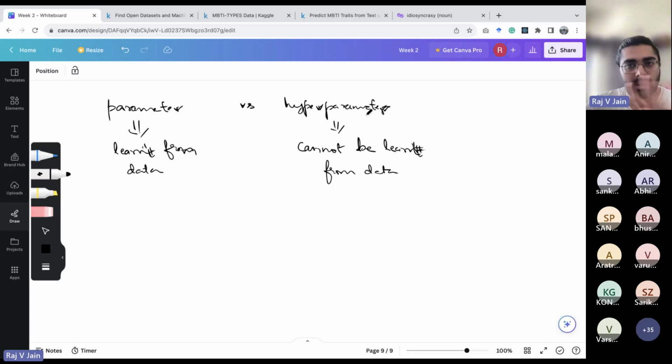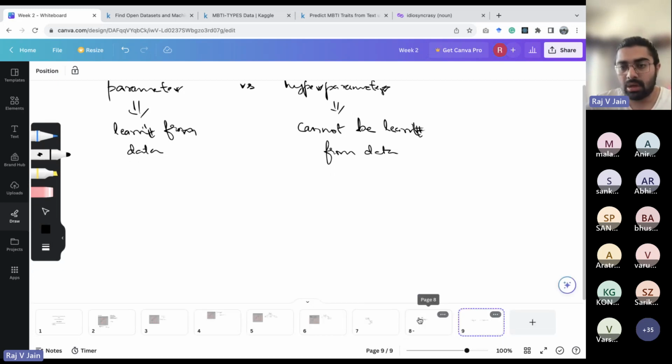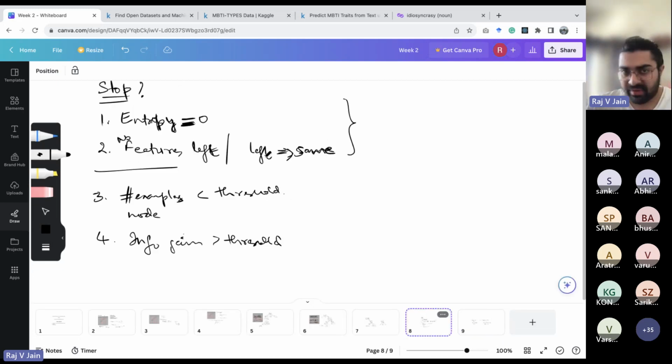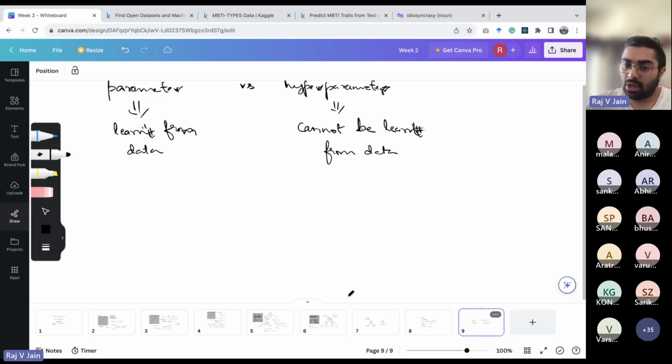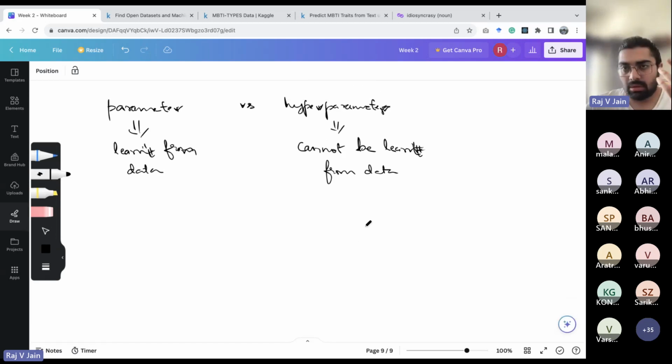So generally we don't learn these hyperparameters from the data. So then the question is, okay, then what do I choose? How do I set a value for this, because these do affect my algorithm? For example, what threshold I choose affects the way my decision tree is learned. So any thoughts on what could be used?